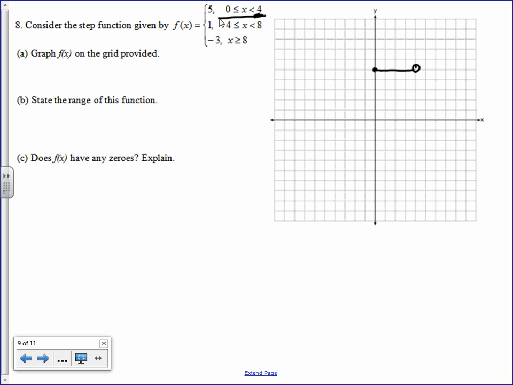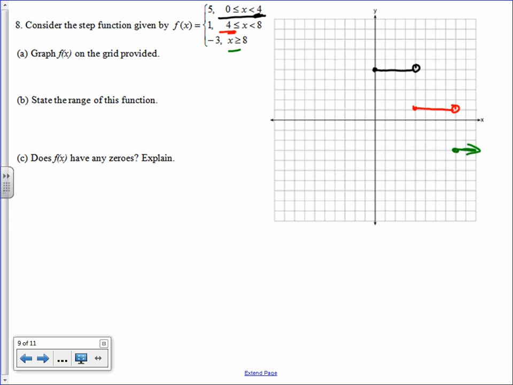The next interval drops down to 1. At 1, my graph, my x value of 4 gives me a y value of 1. It's going to be a closed circle because of the equals. So at this point, I drop down to 1. I make a closed circle, and it's going to stay that way until it gets to 8. 8 will have an open circle because there's no equals. Finally, my last interval is going to go down to -3. It's going to have a closed circle because it's got the equals. It doesn't end, so it doesn't have an open circle.